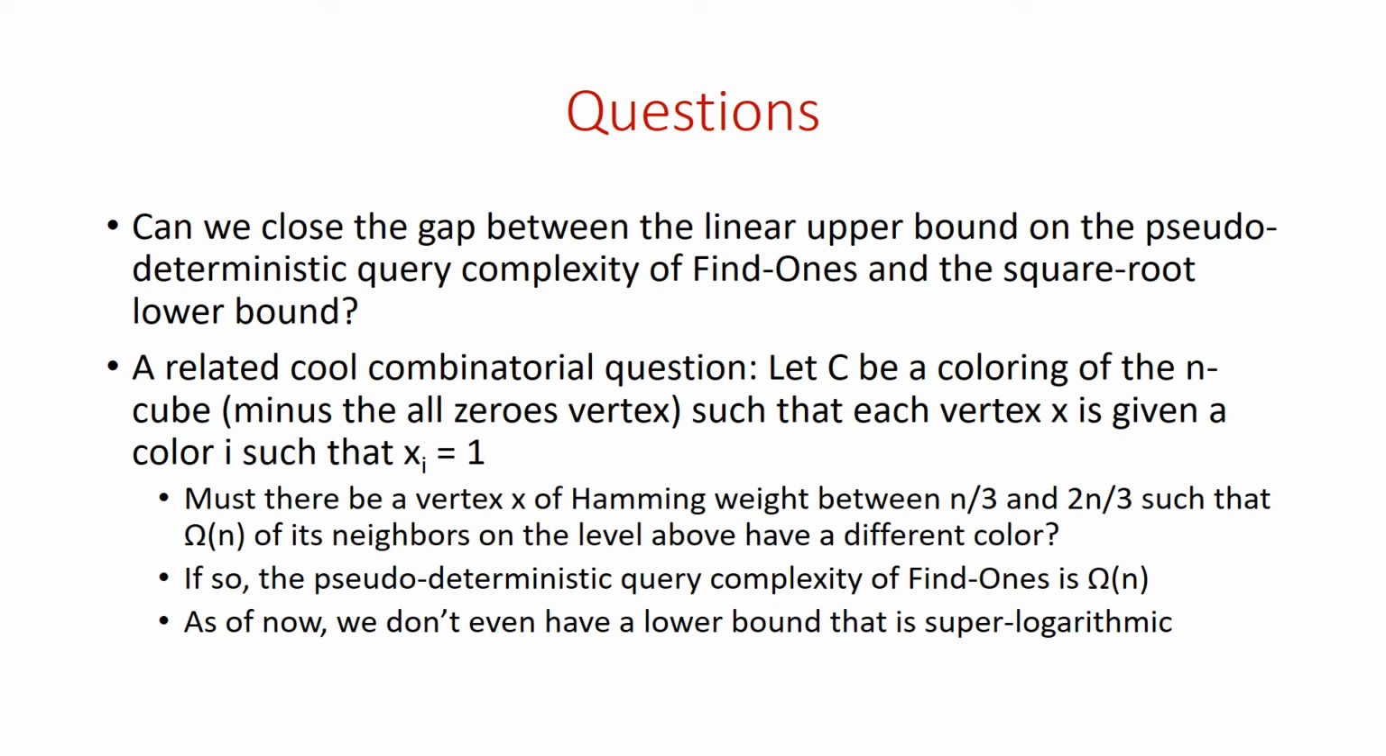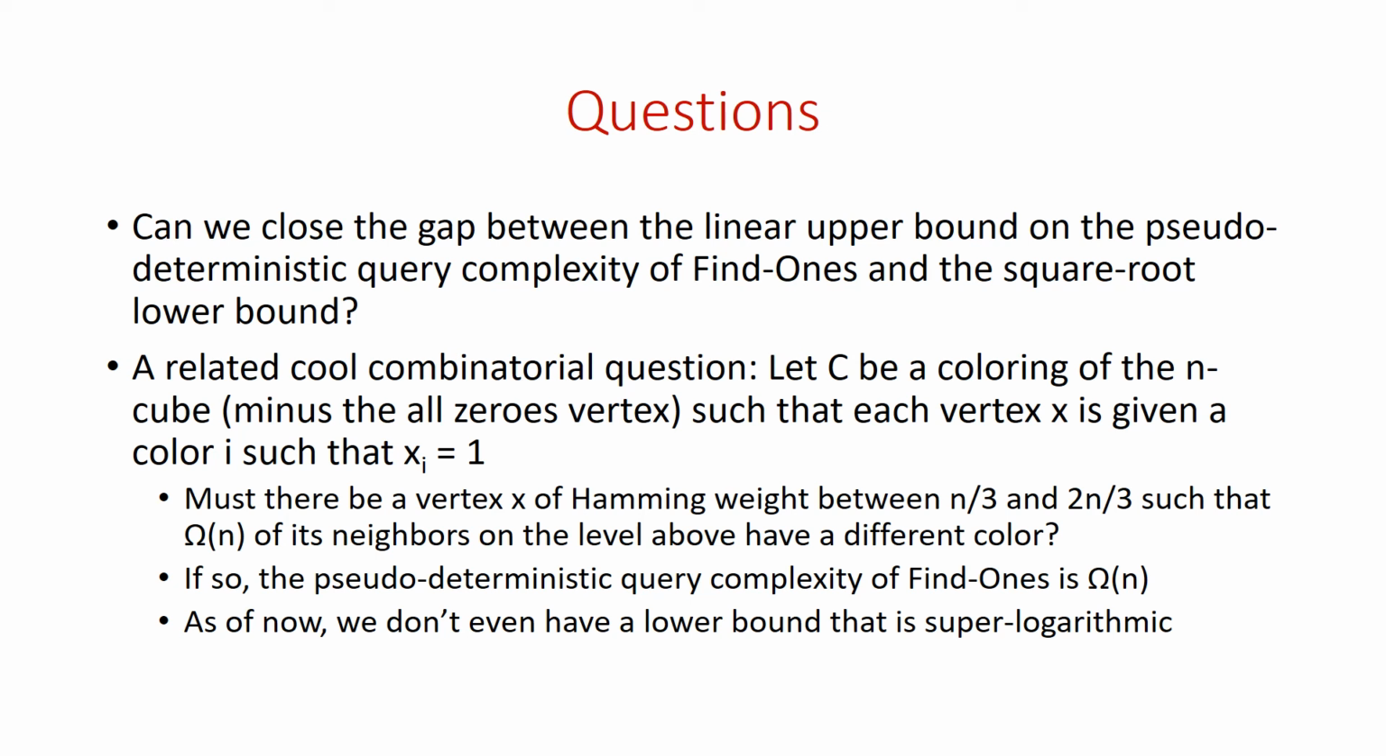And a very cool combinatorial question that's related, and that we spent a lot of time on but didn't manage to solve, is the following. Consider colorings of the n-cube, the hypercube on bit strings of length n, where you have a certain notion of valid coloring. A valid coloring is a coloring of the vertices of the hypercube with n colors, such that each vertex x, and you're coloring all the vertices except the all-zeros vertex, is given a color i such that x sub i equals 1. So each vertex is colored by a 1-index of that vertex.